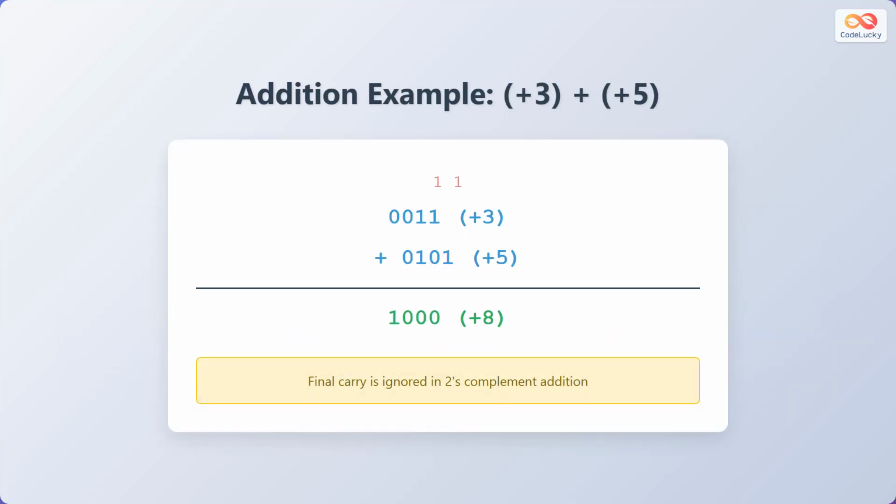Let's look at an addition example using 2's complement representation. We're adding positive 3 and positive 5. In binary, positive 3 is represented as 0011, and positive 5 is represented as 0101. Adding these two numbers together, we get 1000, which represents positive 8. Note that the final carry is ignored in 2's complement addition.